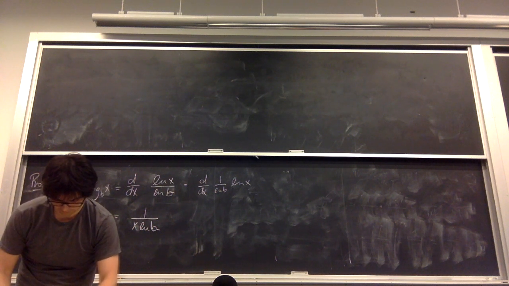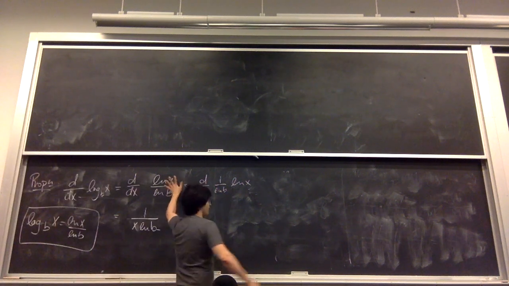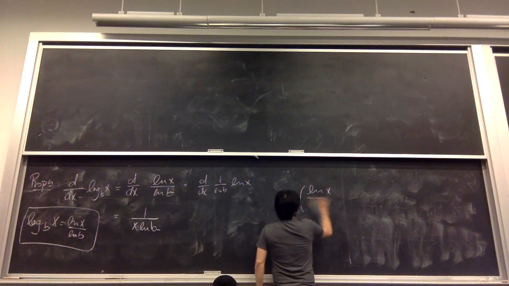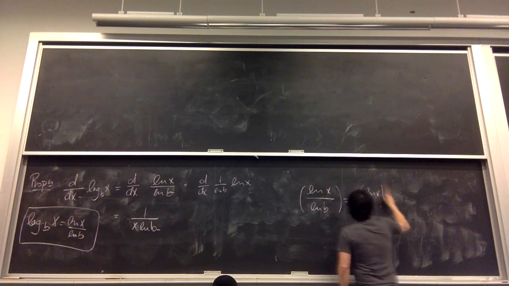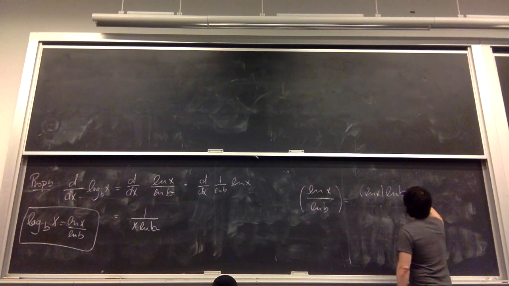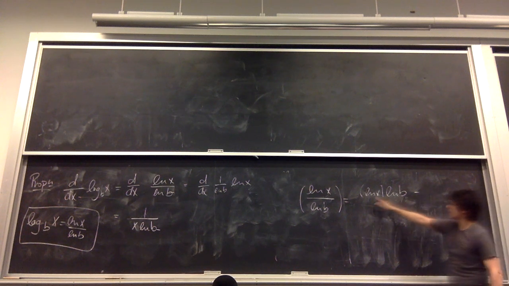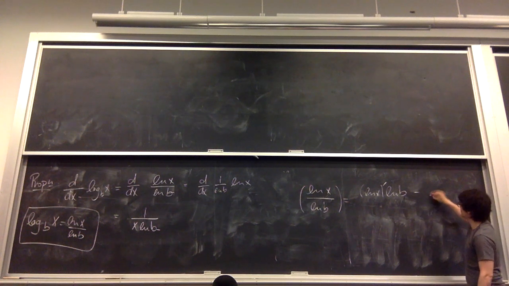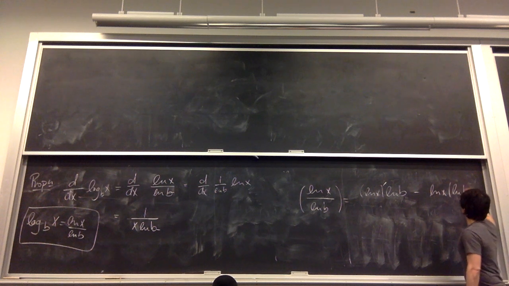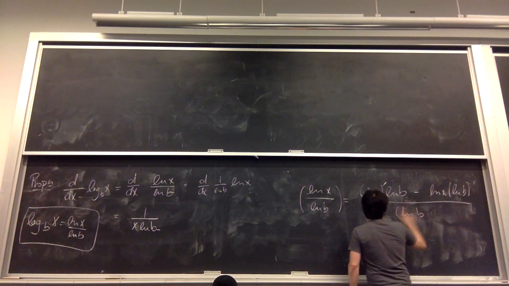Isn't the derivative of ln b just 0, because it's a constant? Okay, so I'll do the quotient rule on this, ln x over ln b. Well, it's the derivative of the top times the bottom minus the derivative of the bottom times the top, over ln b squared.